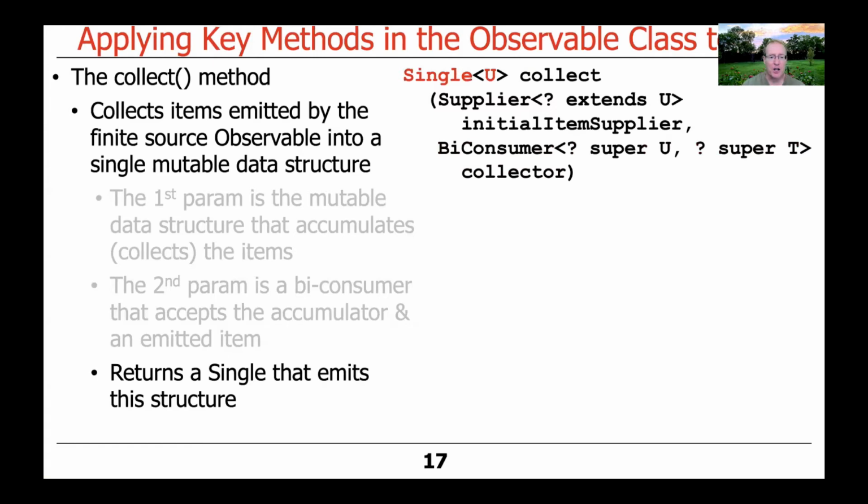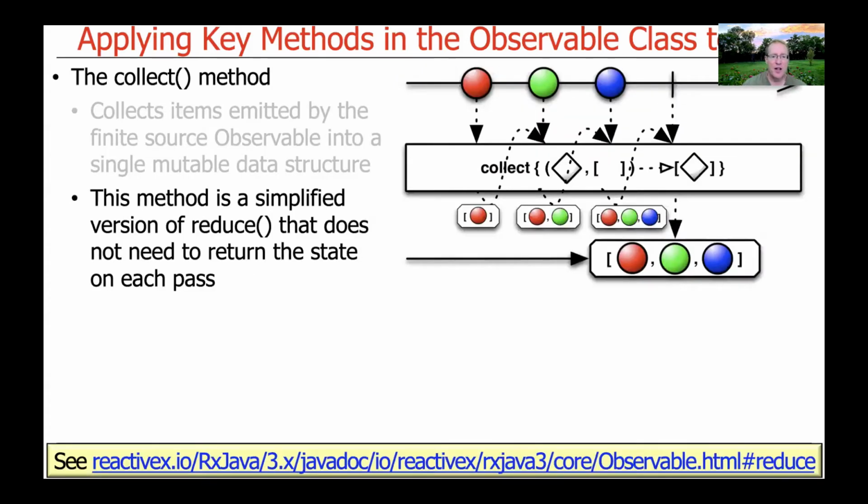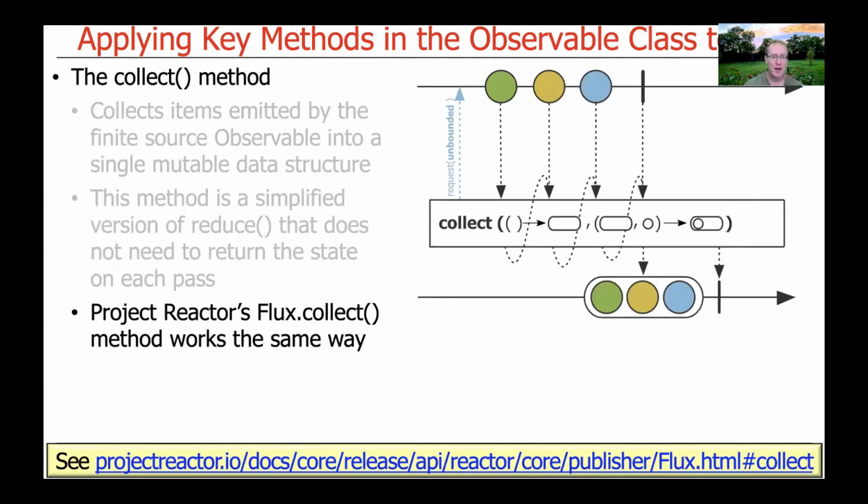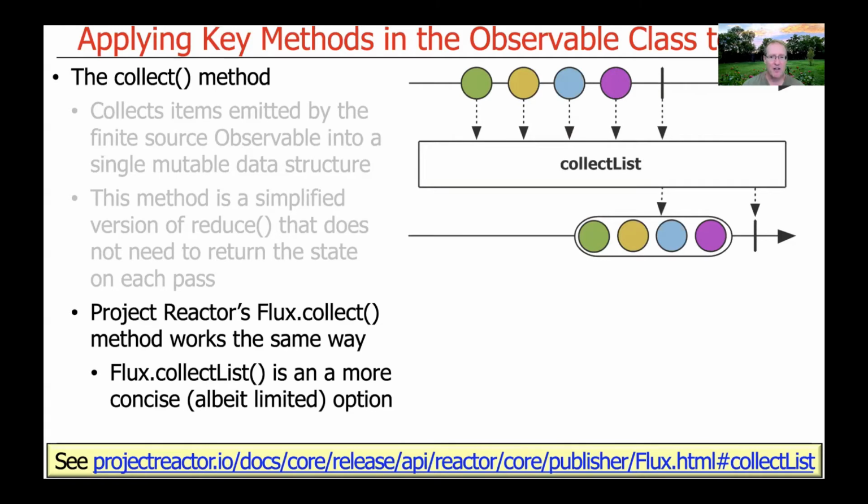What you get back from collect is a single that will emit whatever the accumulator has been accumulating as the result of doing collect. You can think of collect as basically a simplified version of reduce that doesn't need to return the state on each pass. So it doesn't have to basically keep passing the state back in each time. It just accumulates it into this accumulator, which is the first parameter. Project Reactor has a Flux collect method that works essentially the same way. And there's also something called Flux collect list that does something very similar as well.